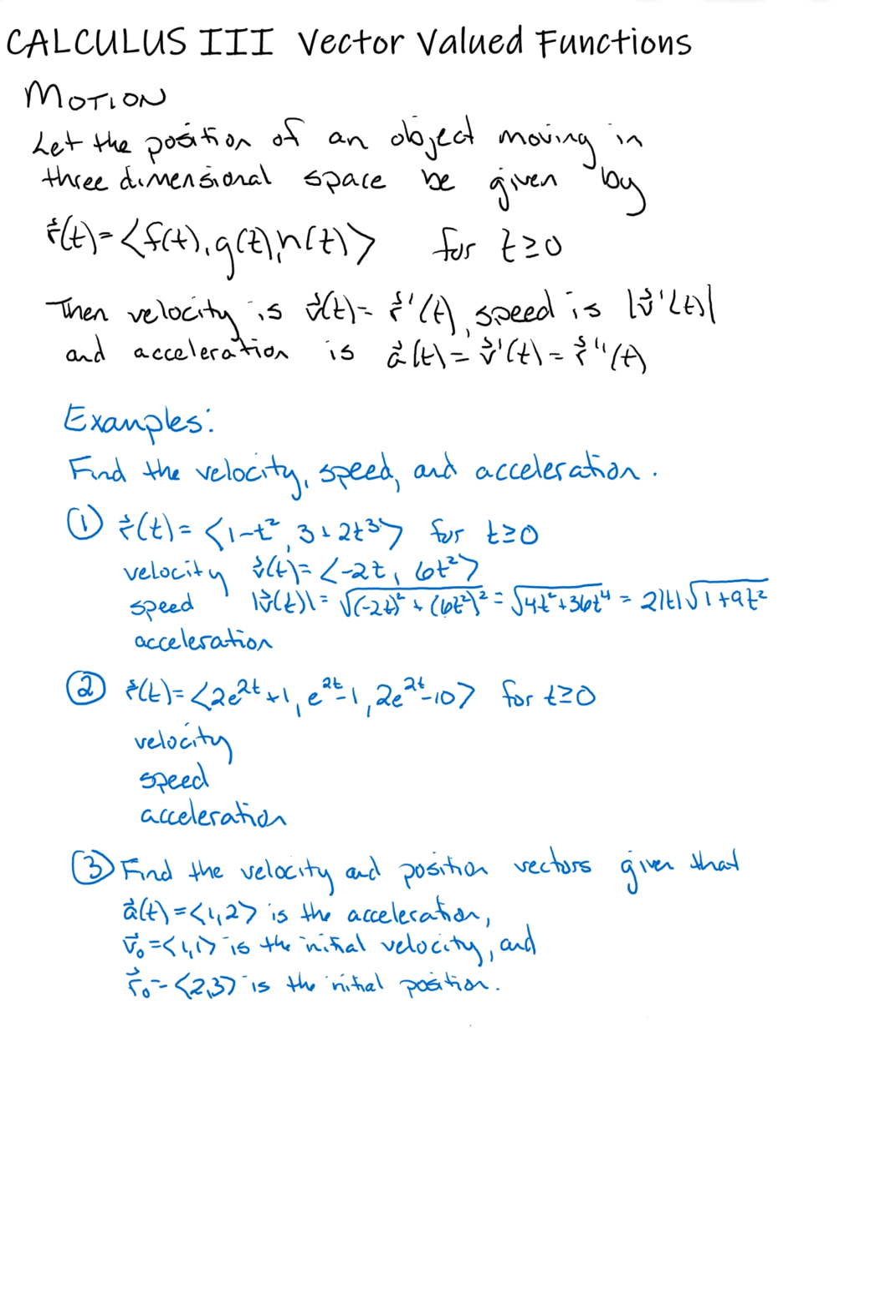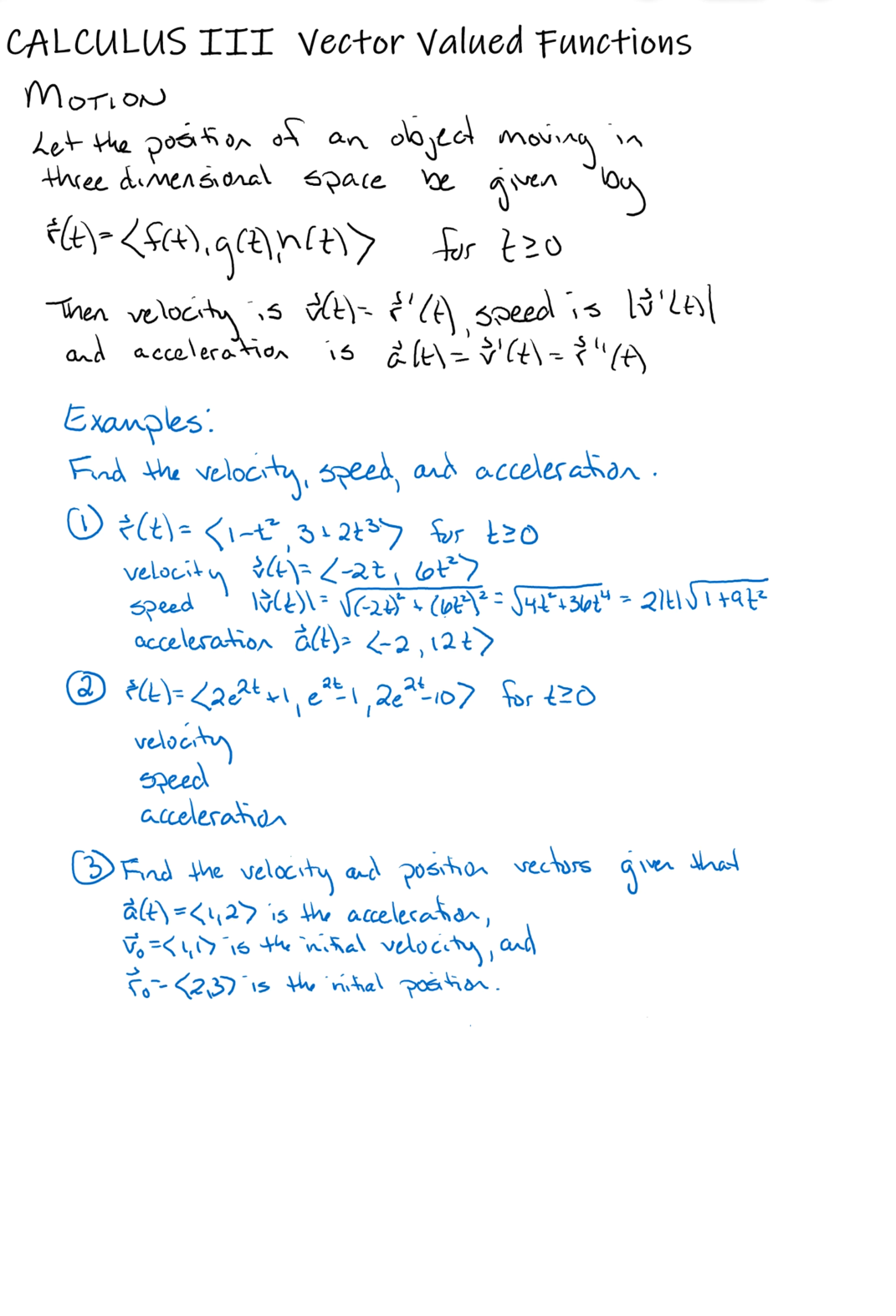That is speed. Now for acceleration, a of t, we simply want the derivative of the velocity. So we'll take the derivative of those two components. That gives us negative 2 for the first component and 12t for the second component. There you go. That's it for the first one.